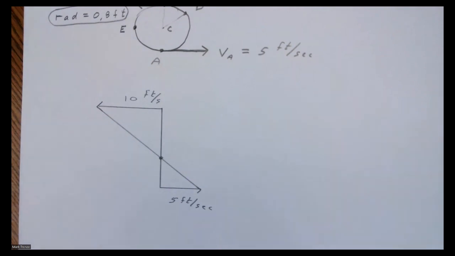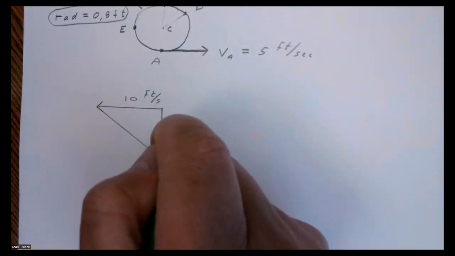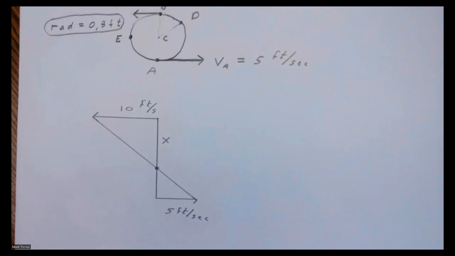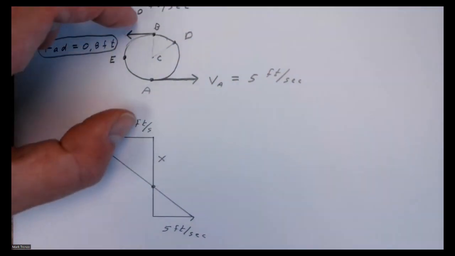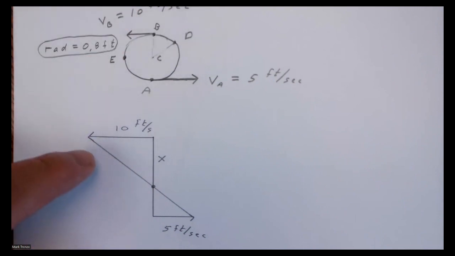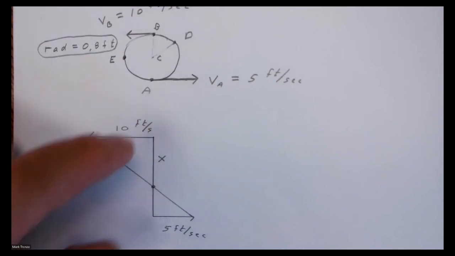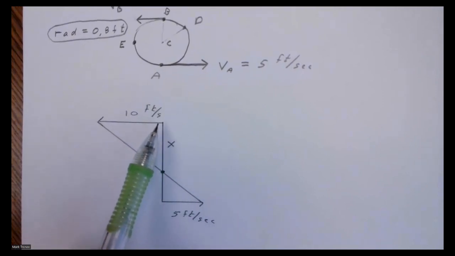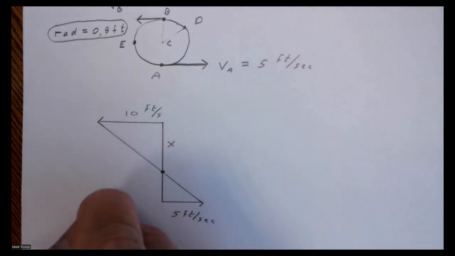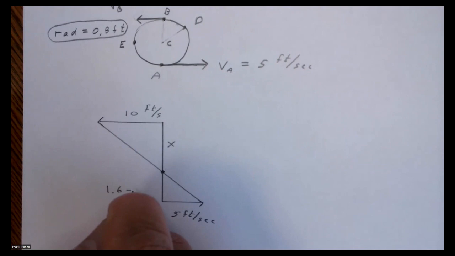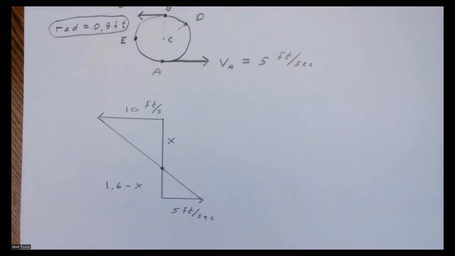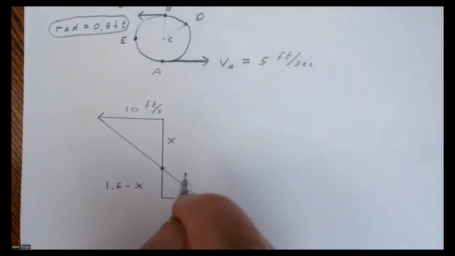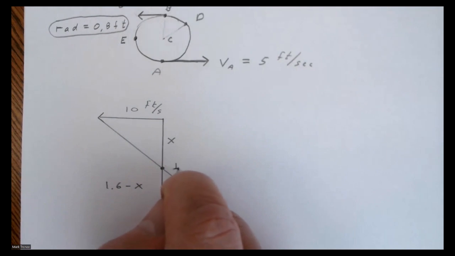So let's give some of these names. Let me call this X. Since the radius is 0.8 feet, the diameter is twice that, or 1.6 feet. So if this is X from here to here, then from here to here must be 1.6 minus X, like this. And again, the instant center is right here.